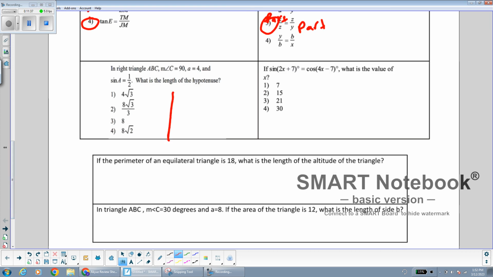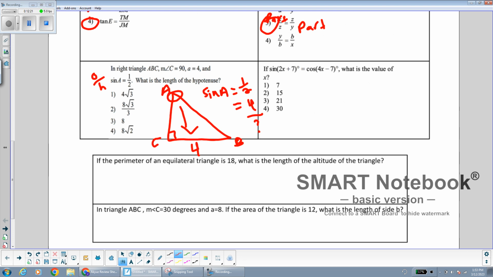Let's draw a picture over here. So we have a right triangle, and C is the 90-degree angle. So I'll just make this A and B. And lowercase a, opposite from angle A, is 4. And sine of angle A is 1/2. Sine is opposite over hypotenuse. So from angle A, opposite over hypotenuse is 1/2. But opposite from angle A, we have here is 4. So what could we put as the hypotenuse to make 1/2?